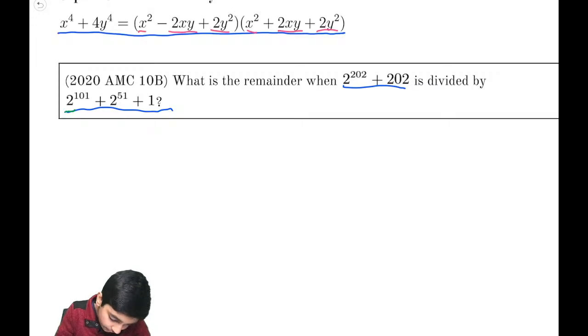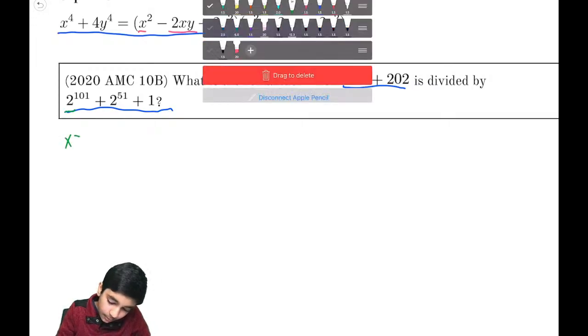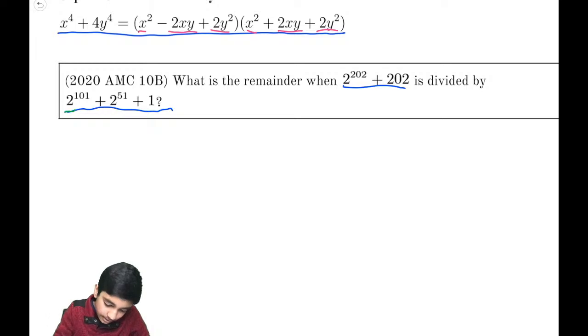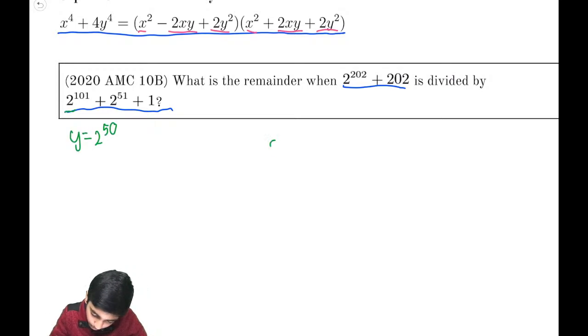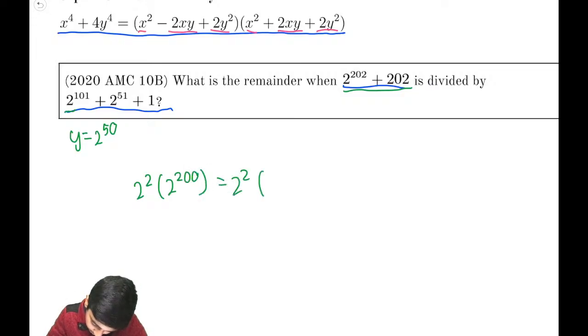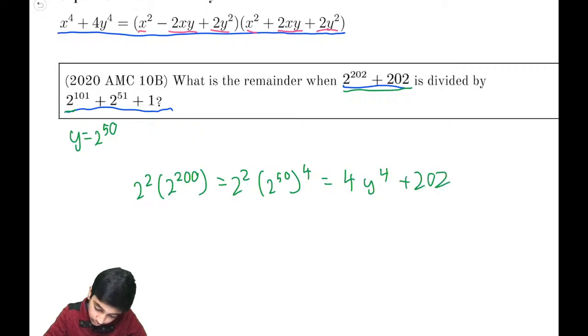Let's just say that we have a variable y. Let's say y is equal to 2 to the 50. That means that 2 to the 202 plus 2 to the 202 is just going to be equal to 2 squared times 2 to the 100, which is equal to 2 squared times 2 to the 50 to the 4. That's just 4 times y to the 4, plus 4 times y to the 4 again. So this is our expression in terms of y.